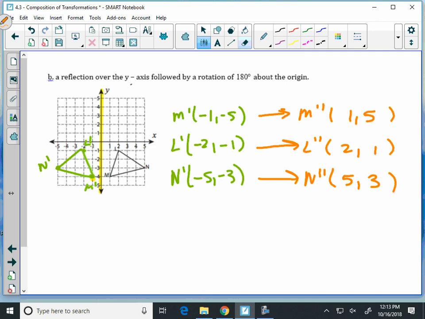1, 5. Where did I get 1? Wow, it's supposed to be 1, 4. Oops. Just change that to a 4. And this is a 4 as well.